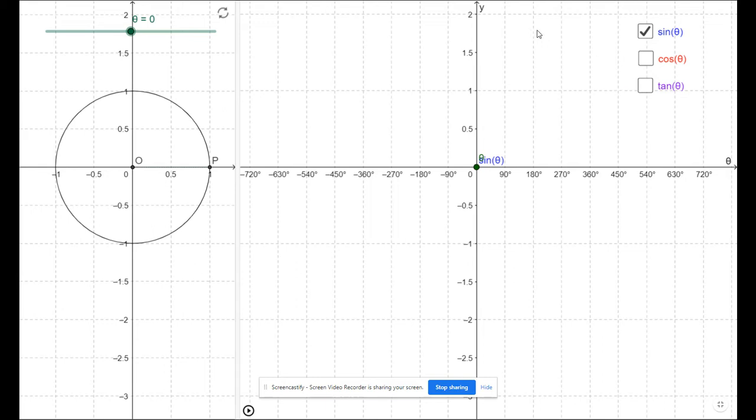There are two pictures on your screen at the moment. The one on the left should look like the unit circle because it is. So it is a circle with a radius of 1 unit in all directions. So it has all of those same parts that you're used to.